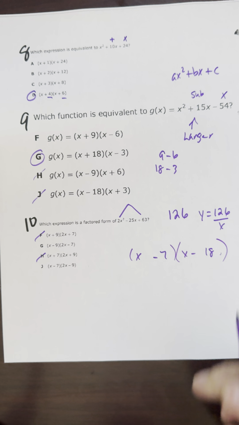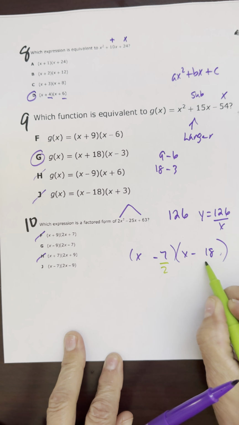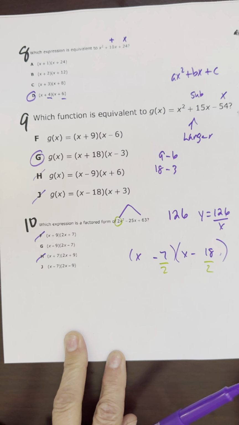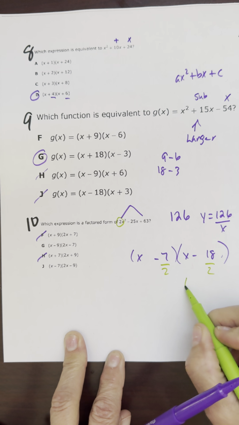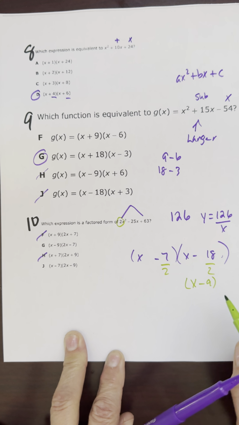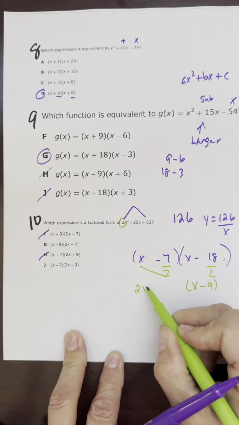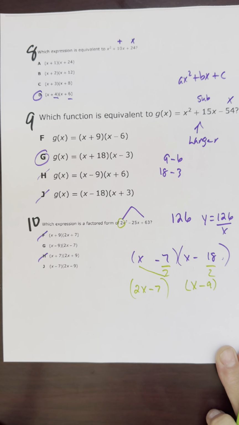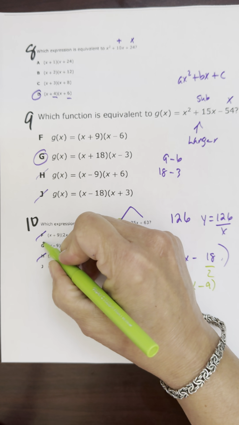The next step is you take the number that's in front of x squared or whatever variable it is and you divide. So we're going to take that 2 and divide, and then we reduce if we can. So 18 divided by 2 is 9. So this turns to x minus 9. The 2 doesn't go into 7, so you throw it out front. So you have 2x minus 7. So those are your two factors, 2x minus 7 and x minus 9. So my answer is G.